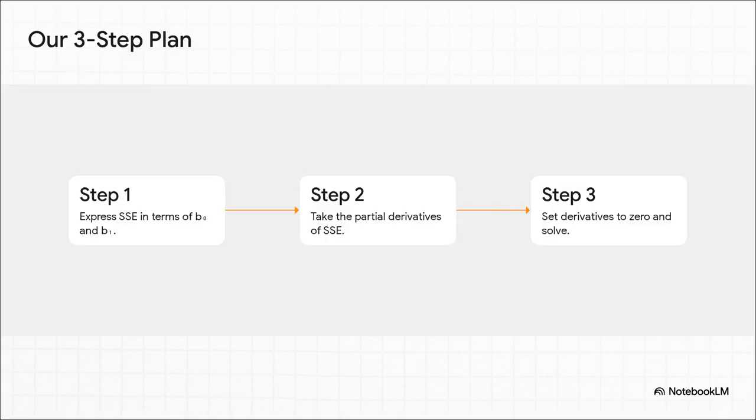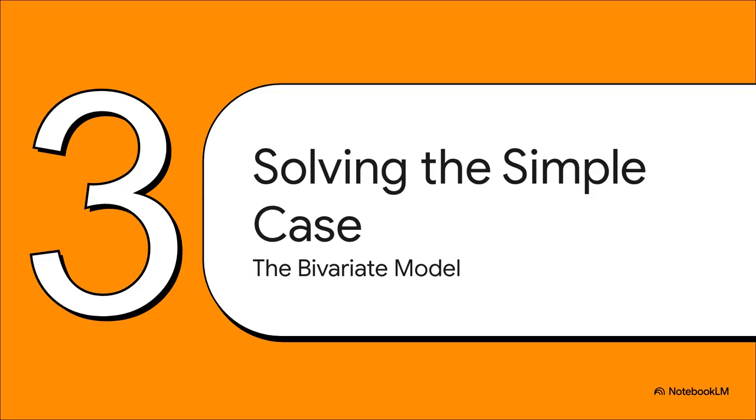So this gives us a crystal clear 3-step game plan. First, we're going to write out our big error equation. Second, we're going to use those derivatives to find the flat spot at the bottom of the valley. And third, we're just going to solve for the b0 and b1 that get us to that exact spot. Okay, game plan is set. Let's put it into action and solve this for our simple case with just one x variable.